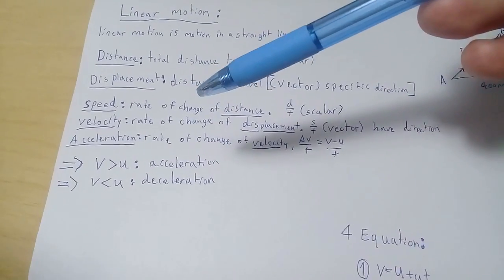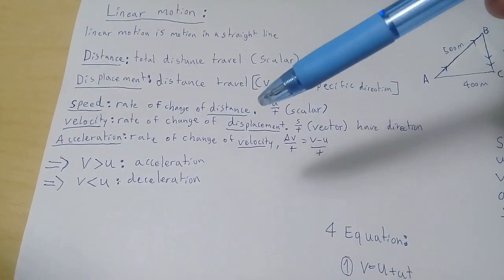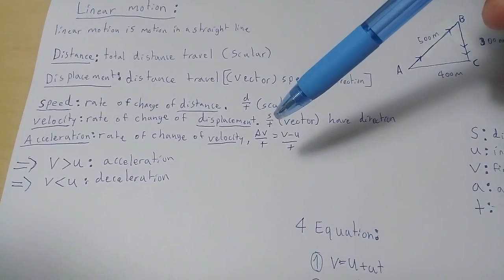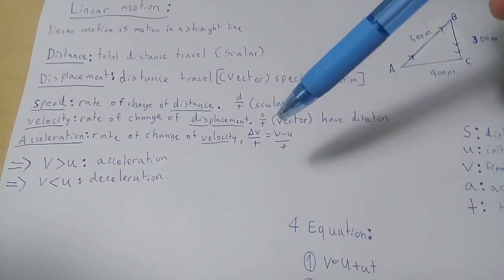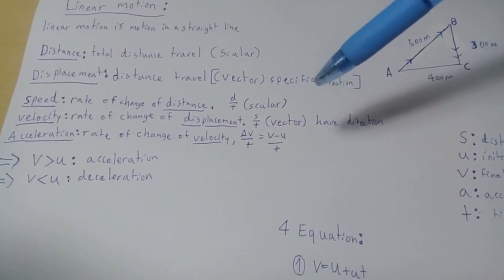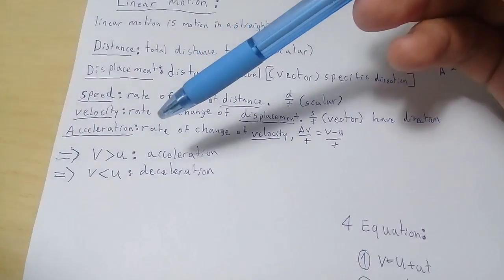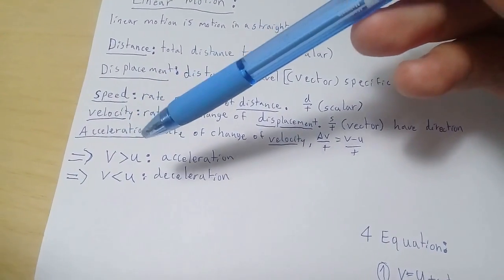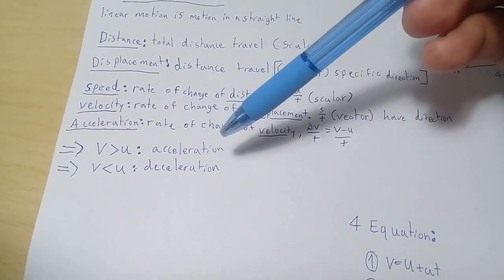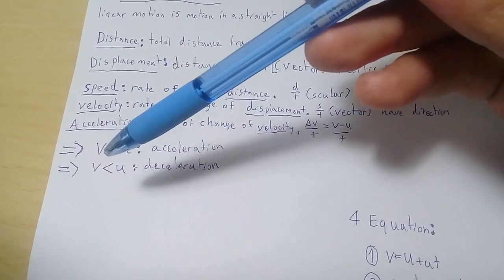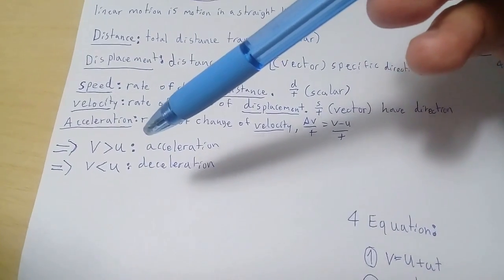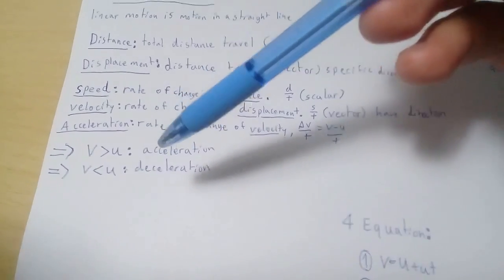Next, acceleration is the rate of change in velocity. You can find acceleration with delta v over t, which is equal to final velocity minus initial velocity over time. If final velocity is larger than initial velocity, that means there's acceleration. If final velocity is less than initial velocity, that means there's deceleration.